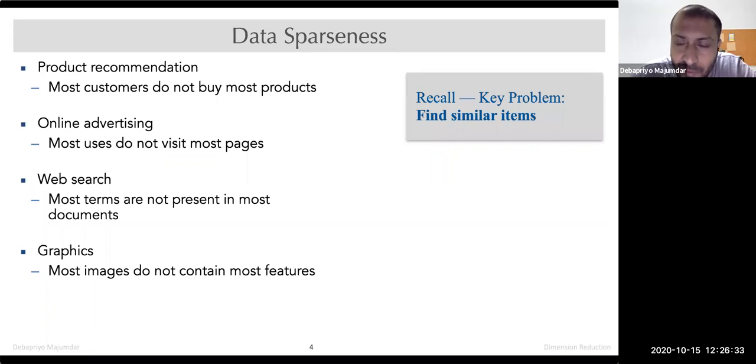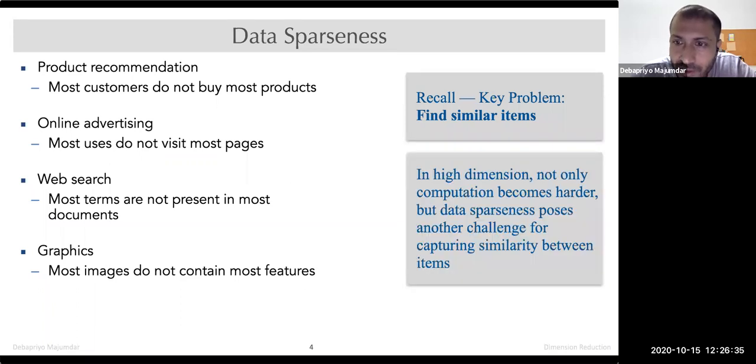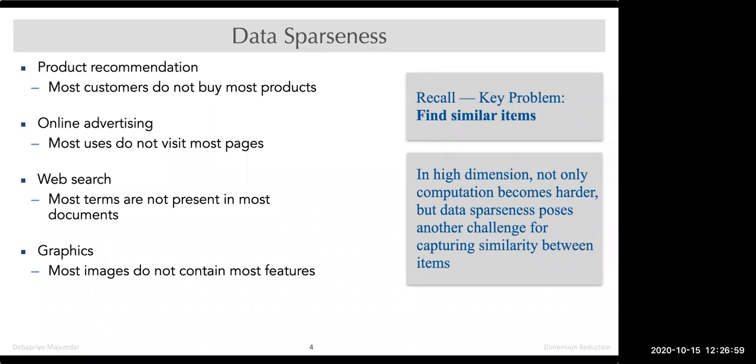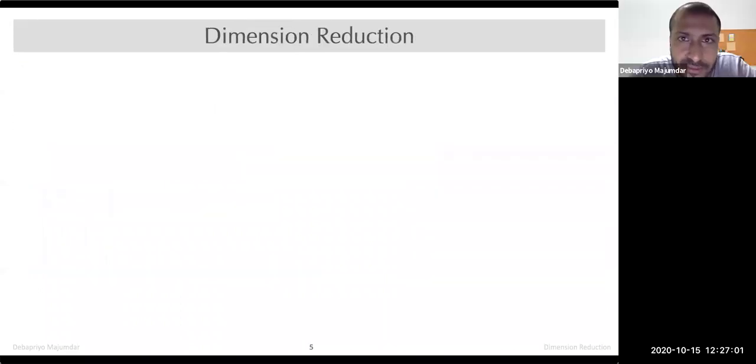Now, the key problem is we want to find similar items, and so there are two issues. One is the sparseness of the data, the computational challenge. Another is, if the data is too sparse, even if we could compute similarities or distances between points in very high dimension, even if it was computationally possible, is it actually doing a good job? So these are the main two challenges. I went through this very fast because we have seen this before.